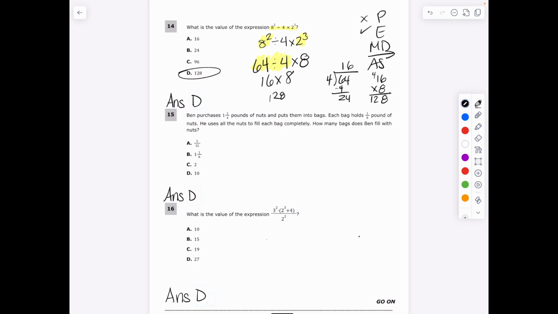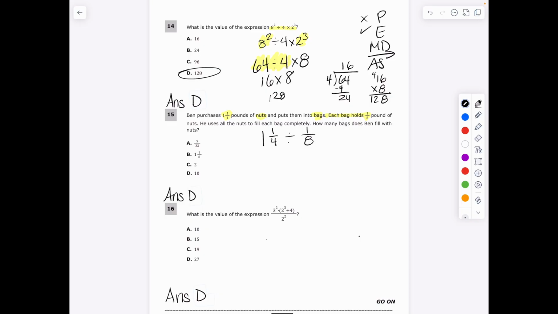Let's go to the next one. Ben purchases 1 and 1/4 pounds of nuts and puts them into bags. Each bag holds 1/8 of a pound. He uses all the nuts to fill the bags completely. How many bags does he fill? So this is an equal share problem. We're dividing. So 1 and 1/4, and we're dividing it into bags that are 1/8. So I'm just repeatedly sharing it.